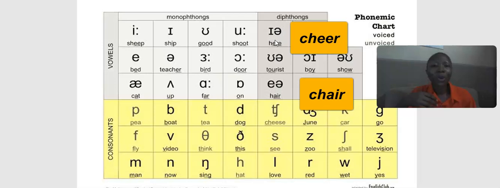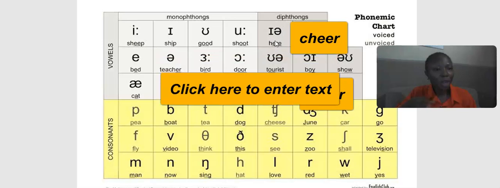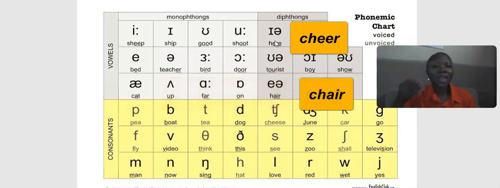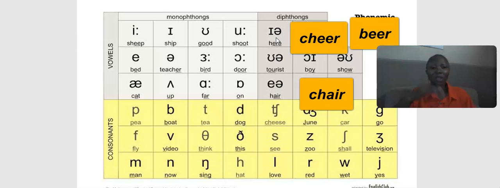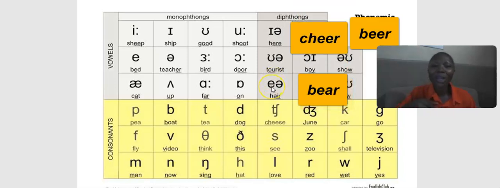Okay, so we have it in P-E-E-R, peer. We have it in B-E-E-R, beer. So now we have most questions, especially in WAEC, putting together B-E-E-R and then B-E-A-R. So B-E-A-R is pronounced bear, and B-E-E-R is pronounced beer. Okay, you got it now.